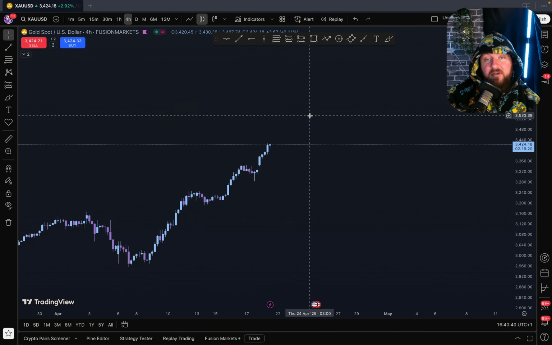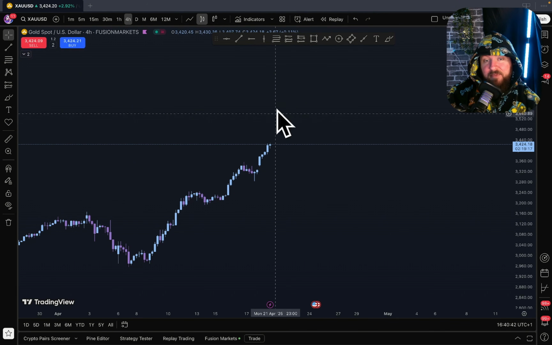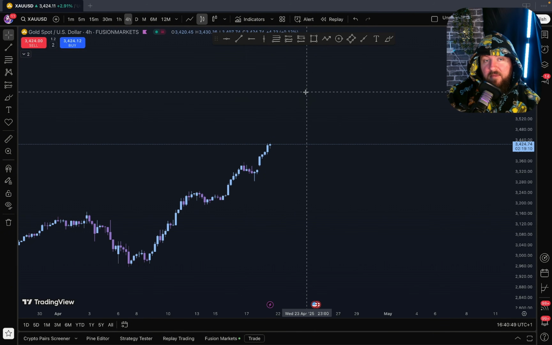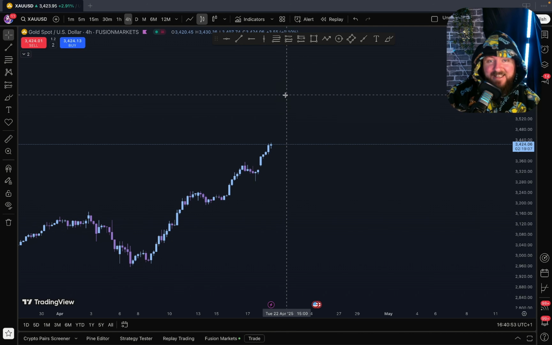A lot of you have probably already seen this setup before because I saw it on YouTube years ago. But I just didn't realize how good it works on gold on the 4-hour time frame. So let's get into this.